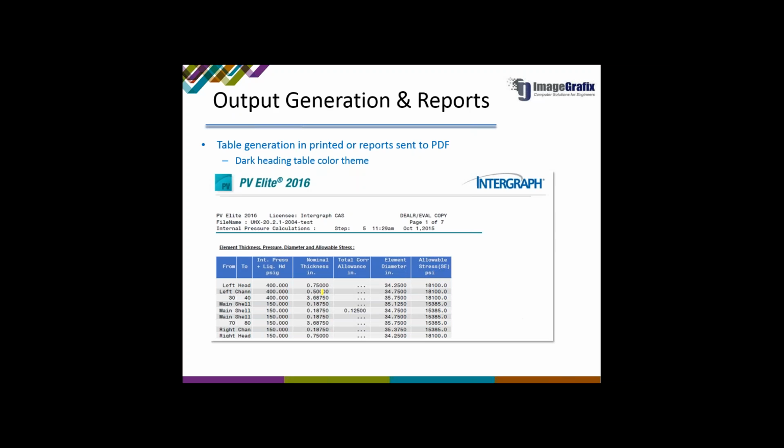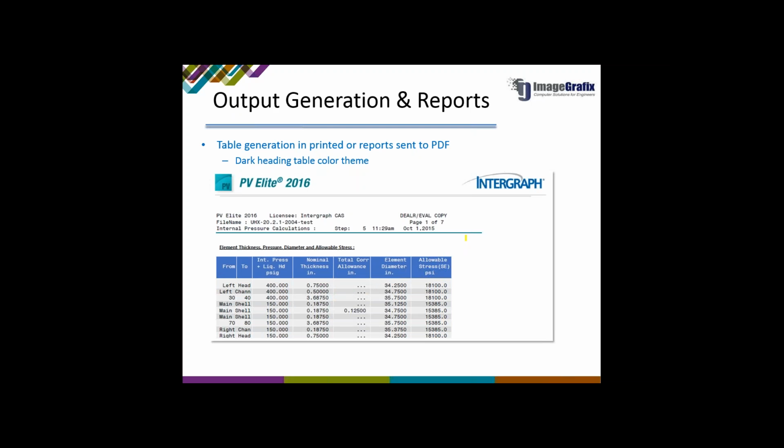Okay. Then the next is the output generation report. If you see over here, this is just a first step. Now you can have a dark heading table. You can give the color theme for this. You can change the color theme from blue to white or any other color, and you can make some changes.